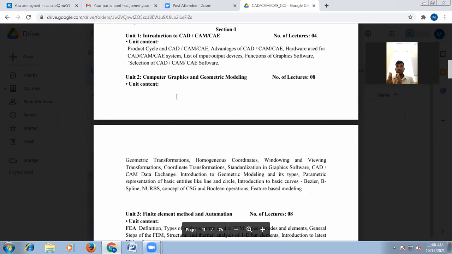So like this way, at the time of analysis, I have opened some analysis software, and in that software, I want to visualize, I want to view that product in a different window. Window means views. We can take the top view, side view, front view, like these ISO views. Okay. So at that time, this windowing and viewing transformation tool is very essential for detailed viewing.